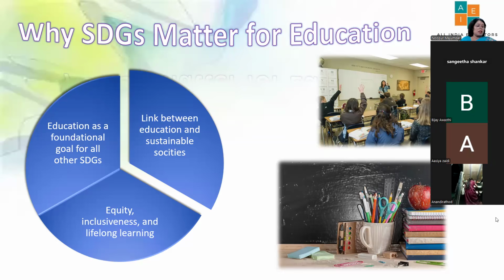Now, gender equality. Education empowers girls and women to claim their rights and participate equally in the society, reduces early marriages and increases female leadership. Now, again, how is it linked to the society? Gender equal societies are more democratic, prosperous, and sustainable. Now, again, if we talk of SDG Goal 6, that is clean water and sanitation, education raises awareness about hygiene, and informed citizens, or you can say educated citizens, are able to support better sanitation practices. Decent work and economic growth: education leads to skill building.